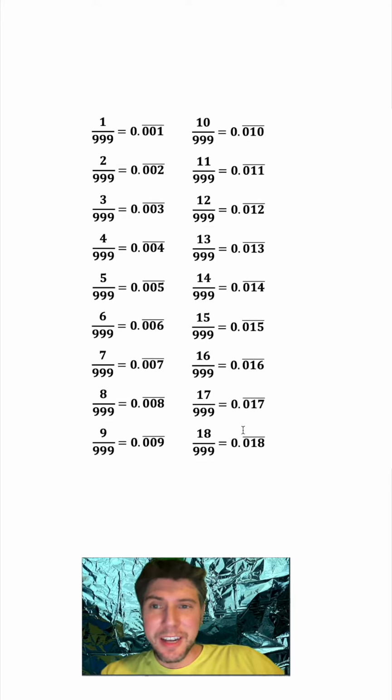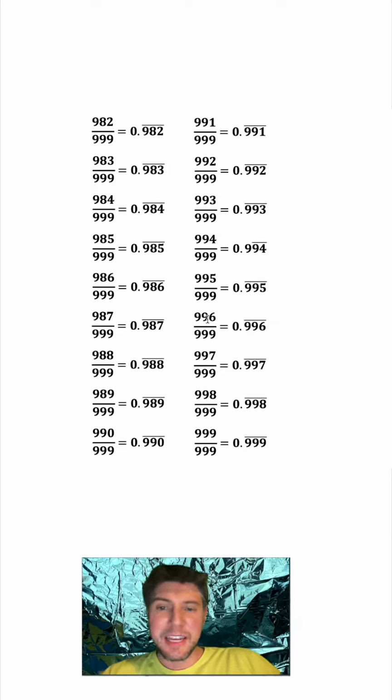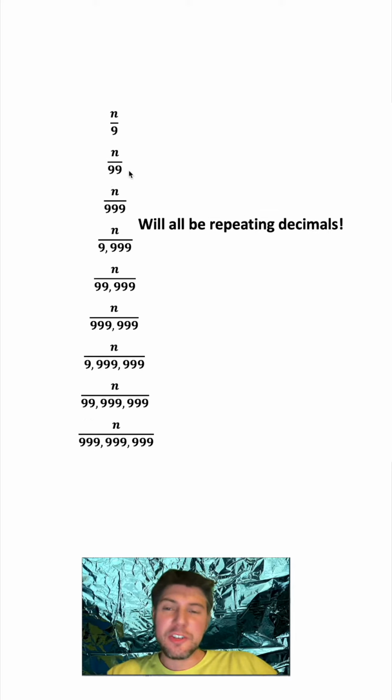It's also true for 999. So 1 over 999 is 0.001 repeating, 15 over 999 is 0.015 repeating. We can go further down the list. 996 over 999 is 0.996 repeating, and this would be 0.996, 996, 996. It just keeps repeating the 996 over and over again. This is true for all of these. Any fraction with only 9s in the denominator will always create a repeating decimal.